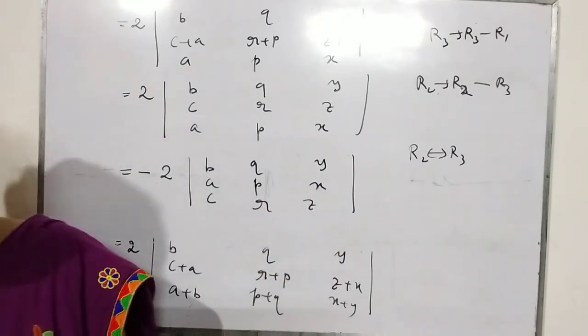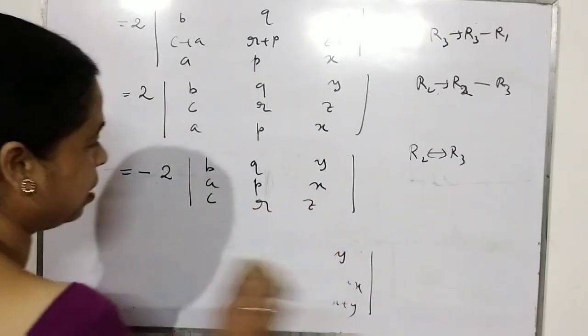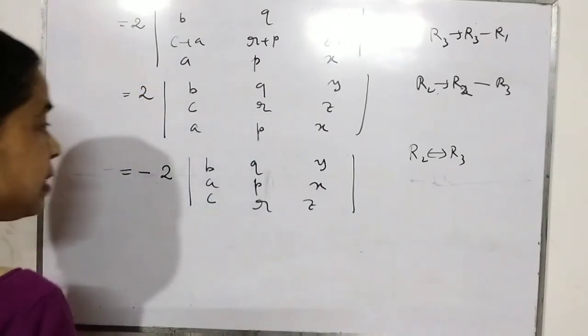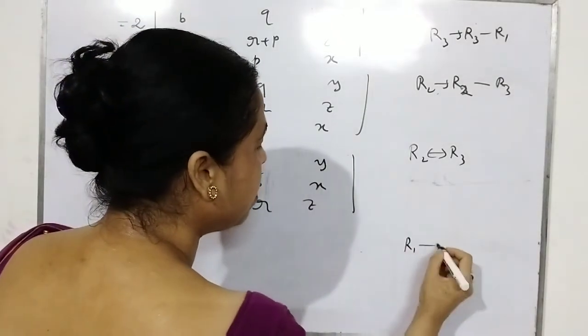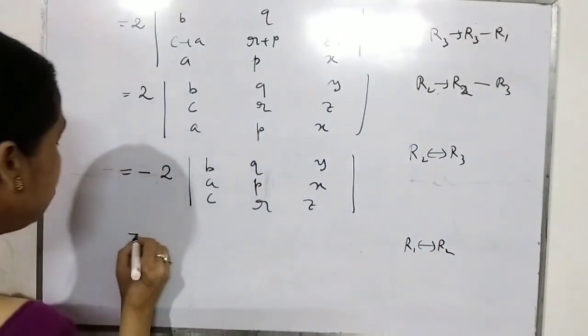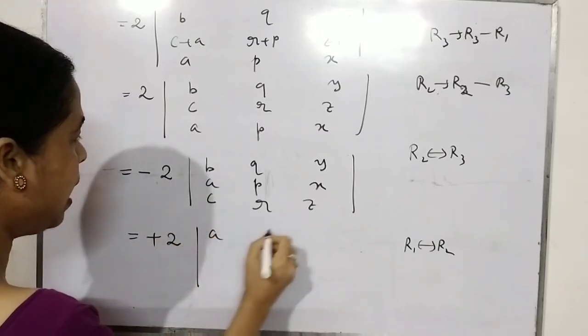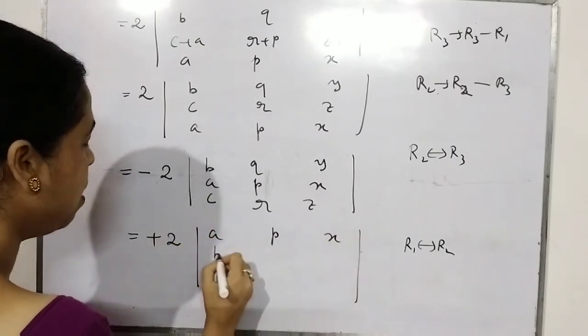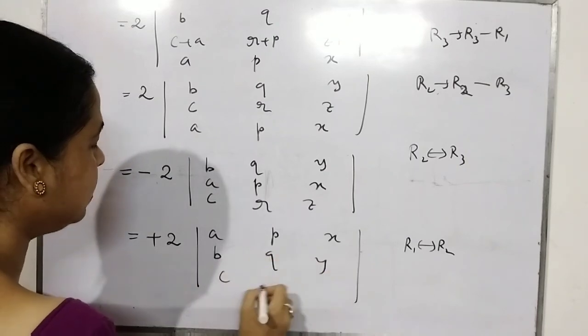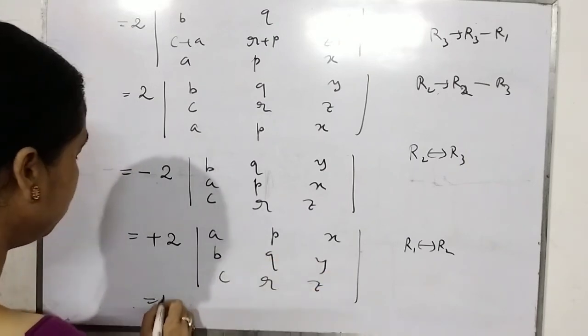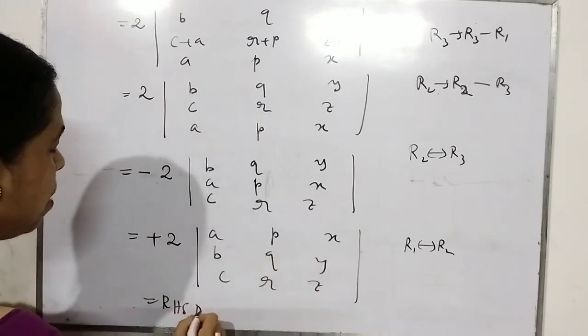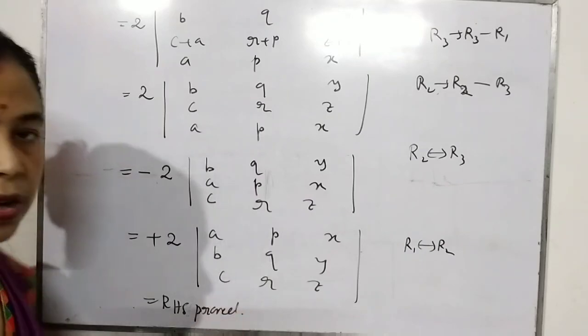Okay, after that I need A in the first position, B in the second position. So let us interchange row 1 and row 2. This gives you minus become plus. Again minus will give you plus, 2 times. A, P, X, B, Q, Y, C, R, Z, which is your right hand side. And this completes the proof.